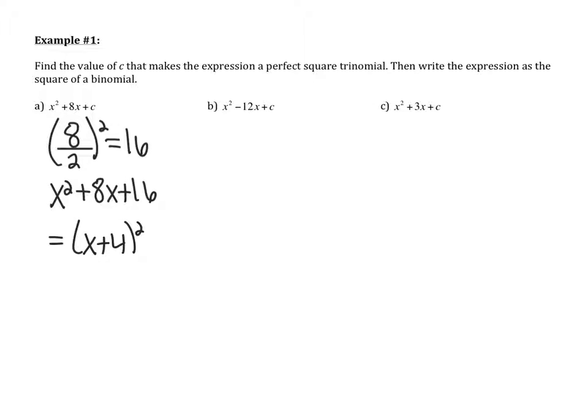For part B, we have x squared minus 12x plus c. So this time I have a negative, so I can still keep it negative. So I'm going to take my b value, divide by 2, and square it.